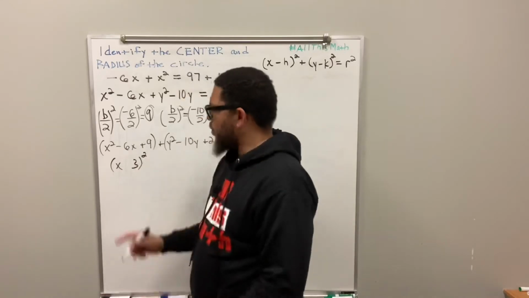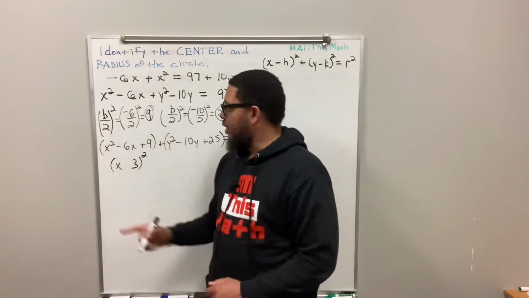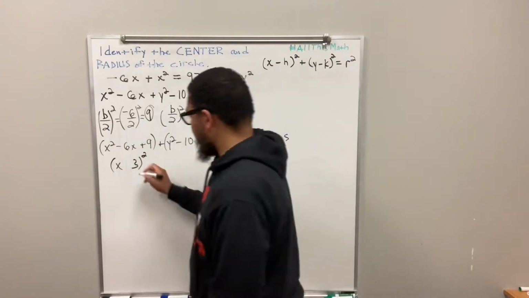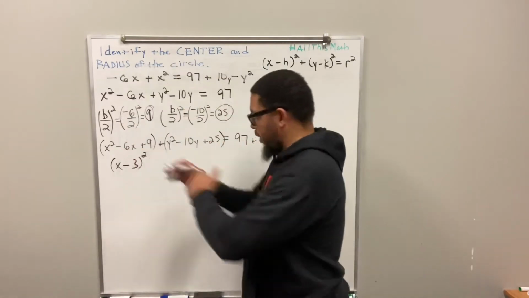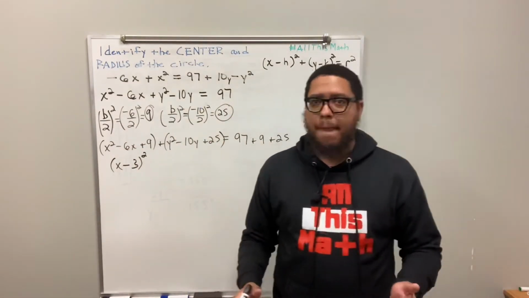Now, you should be wondering, what sign is going to go in between the x and the 3? Good question. You take the sign of the original middle term, which was minus. So that's that. Now that's factored. That's how you factor any perfect square trinomial. That's how you do it, right?